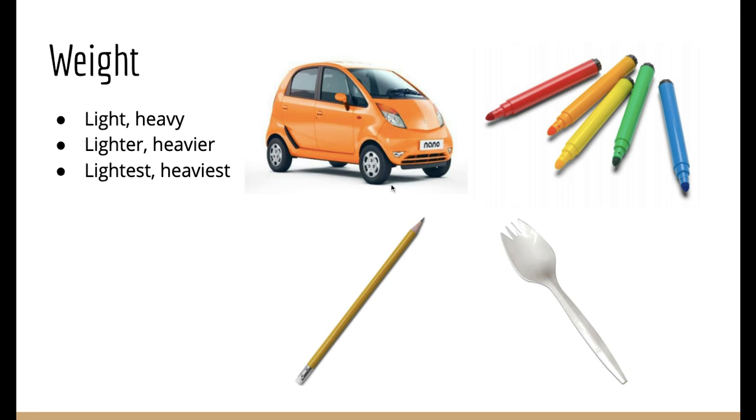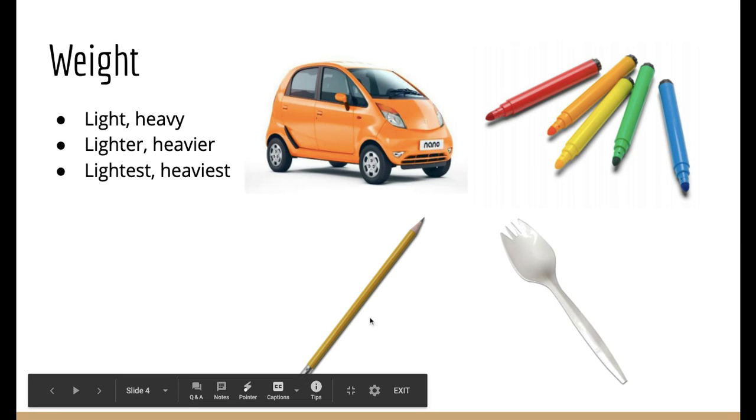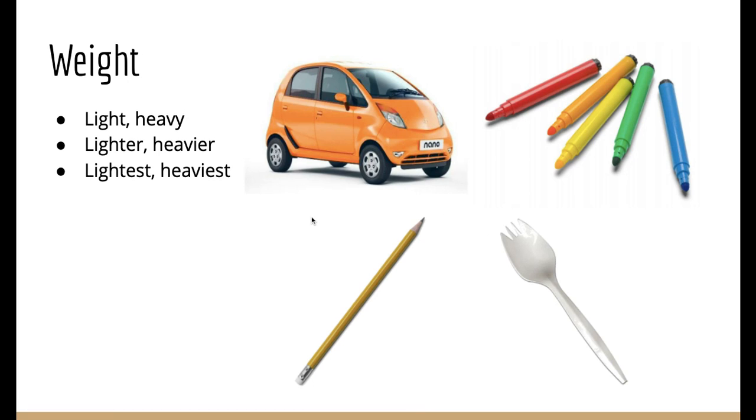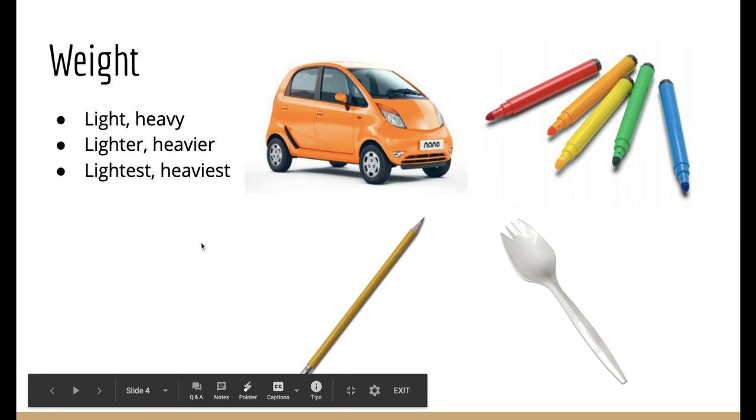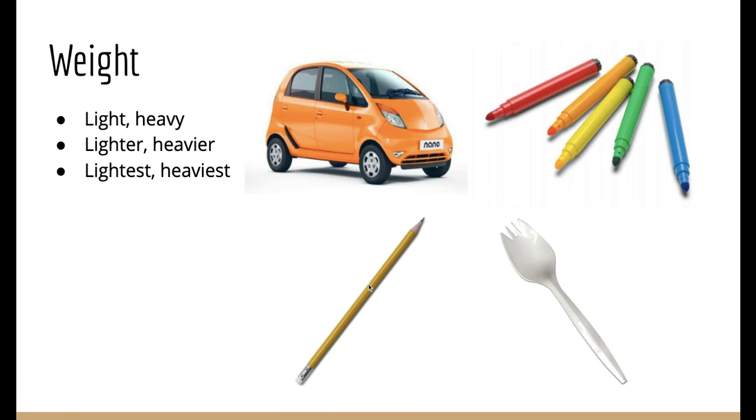We have a car, and even though you can't tell from this picture, this is a real car, not a toy car. So think about a car that mom or dad drives, some markers, a pencil, and a spork. Just by looking at these pictures, we could probably guess that this pencil is going to be lighter than this car. And we could say that the car is going to be probably the heaviest thing out of all of these pictures, right? But what might be a little bit harder to tell is this pencil and these markers. I wonder which one would be lighter and which one would be heavier.